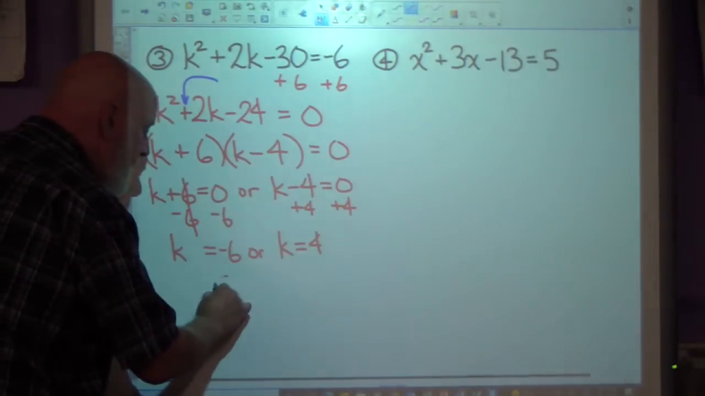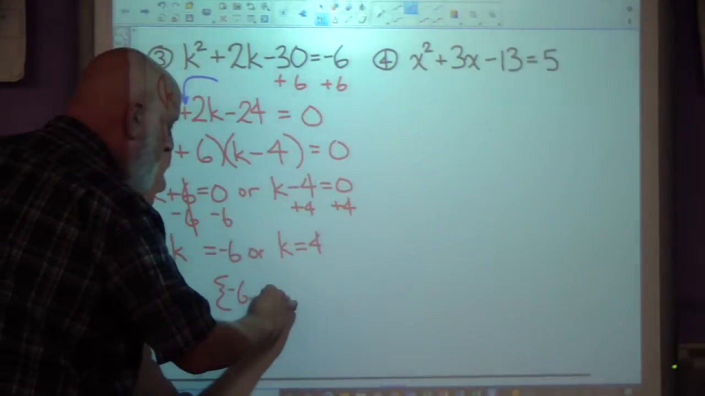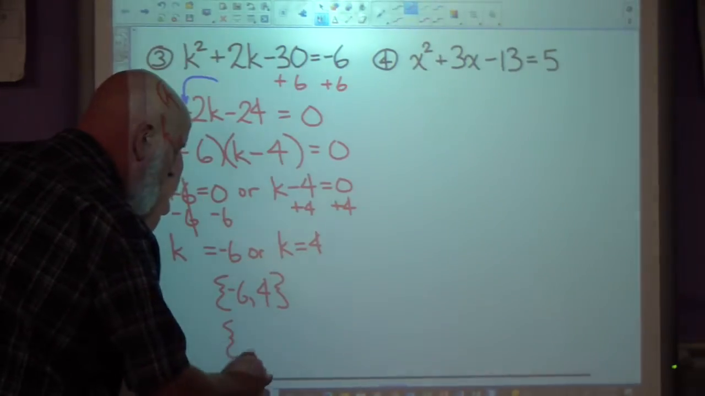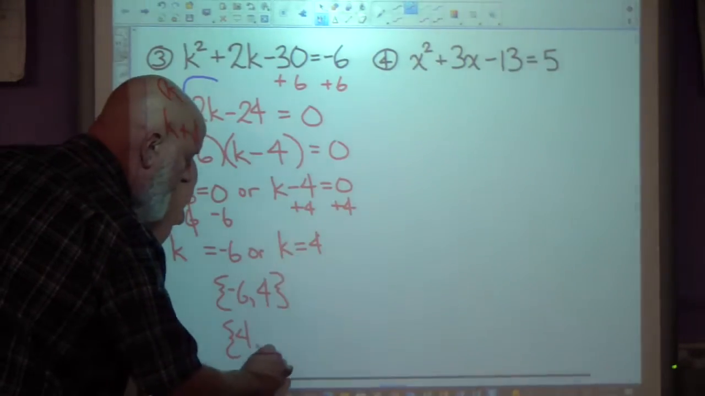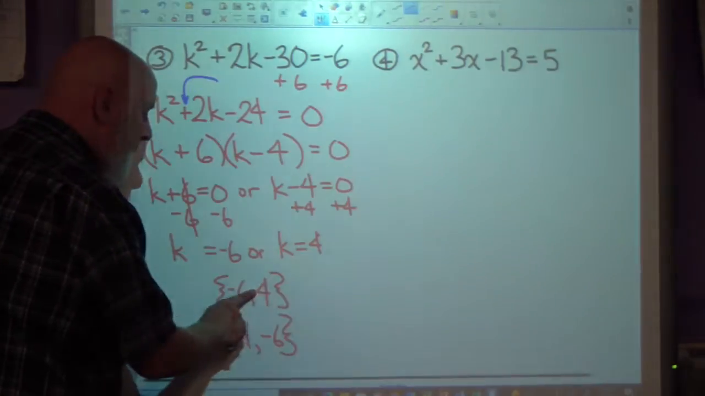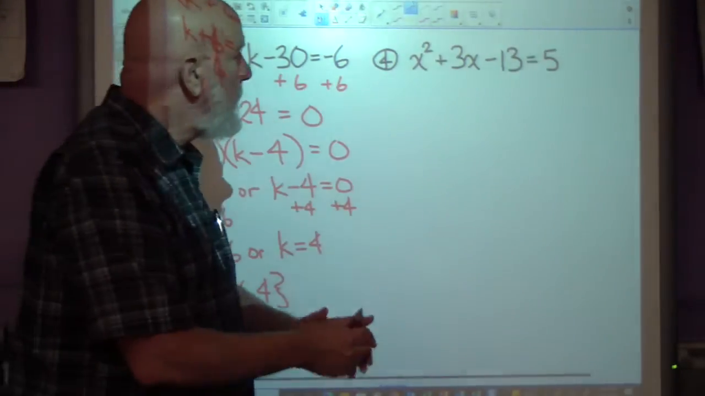And I could write the answers like this: the set whose members are -6 and 4. It doesn't matter which element of the set comes first. Could be written like this, or like this, or like this. Okay. All right, last one, let's take a look at it.